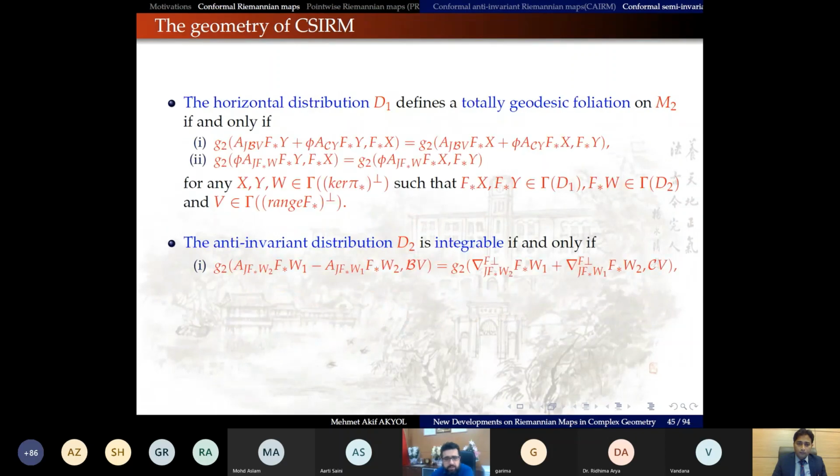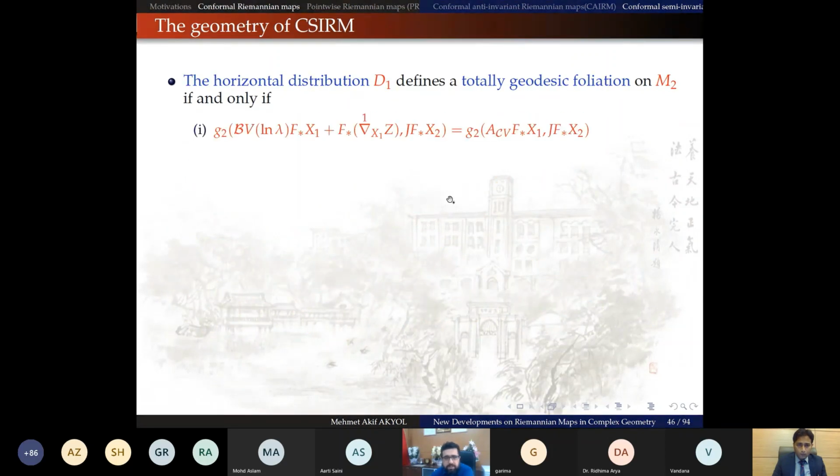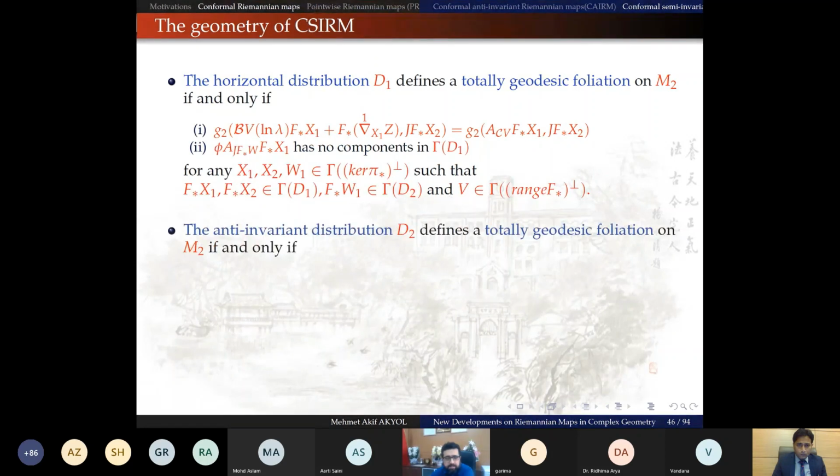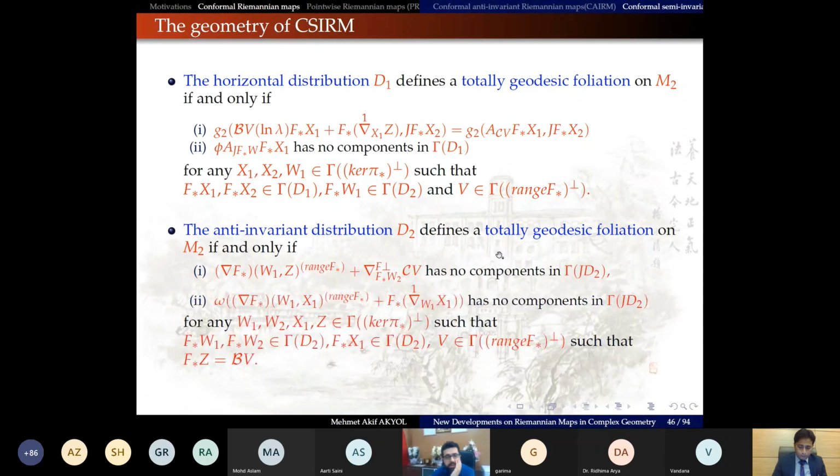Just I want to show them, because in this part the range of the map has two distributions, D1 and D2. D1 and D2 have a geometry, so that's why we are giving the theorems. D1 is totally geodesic. We have these two conditions. D2 is totally geodesic. We have these two conditions.